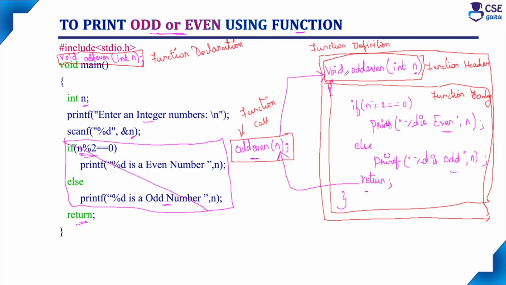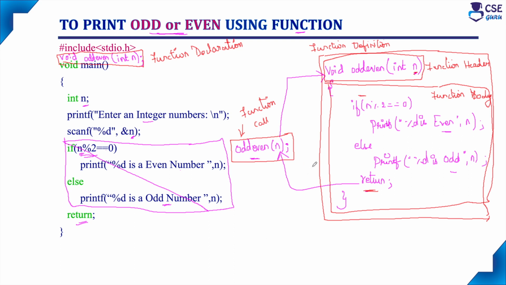In function definition, there are two parts: function header and function body. In function body, there are three parts: local declaration, then execution part, and then return statement. Since we have not used any other extra variables here, we have not declared anything here. And n we have declared here itself. So the declaration is not required here. If it is required, we have to declare here.